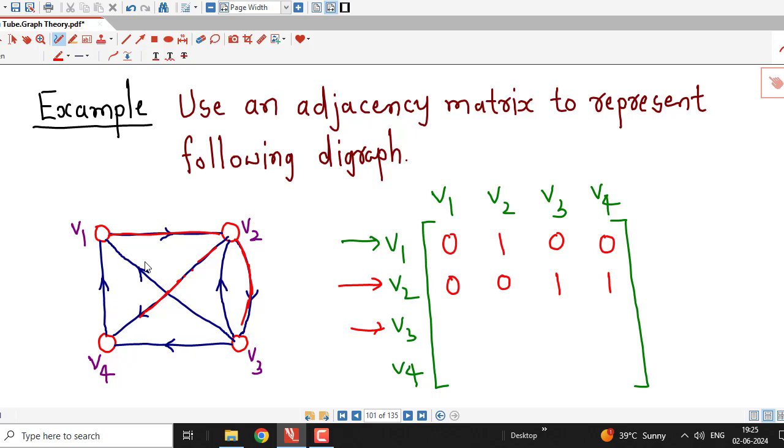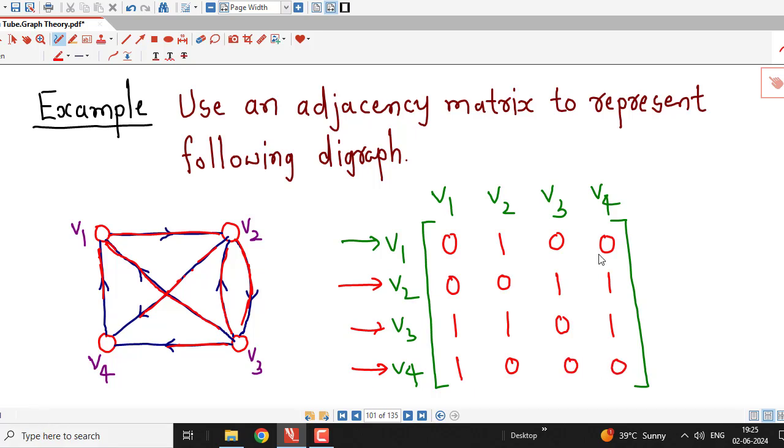Then from V3 to V1, we can see one edge starting from V3 and ending at V1, so this number is 1. From V3 to V2 also there is one edge, I will write 1 here. There is no loop at V3, so we write 0 here. And from V3 to V4 there is one edge, that is, this number is 1. From V4 to V1 we can see one edge. Then from V4 to V2 there is no edge. From V4 to V3 also there is no edge, and there is no loop at V4.